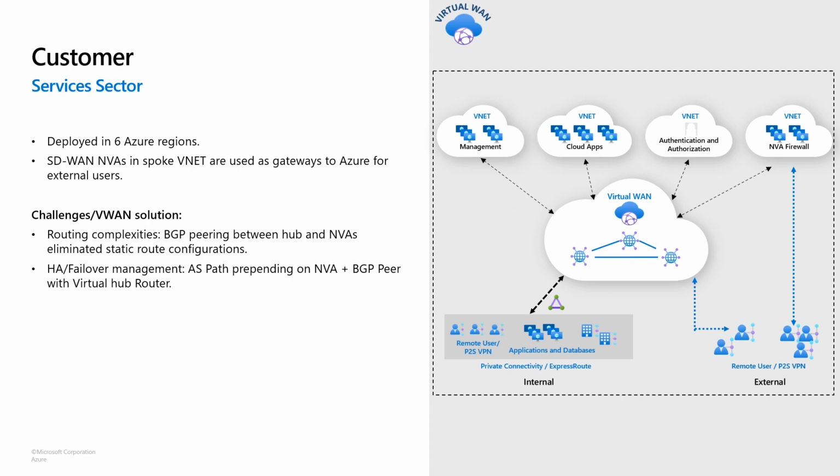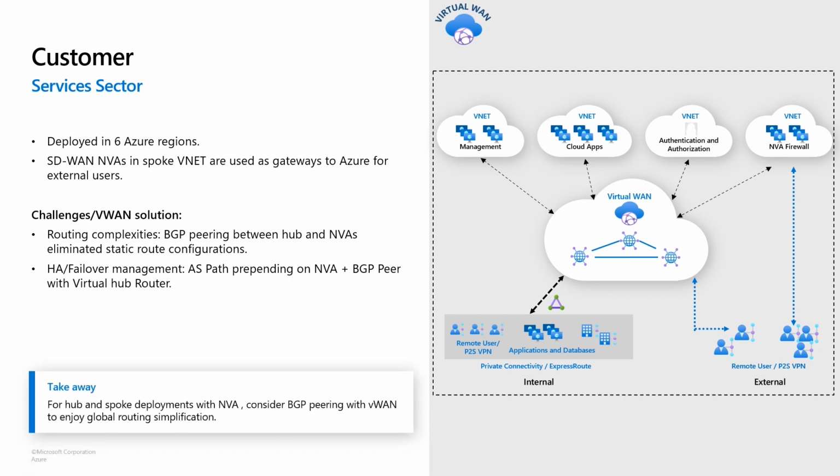All right, the last customer here is from the services sector. This customer basically provides services to their end users or end customers. They were deployed in 6 Azure regions. Now they have expanded to more, but basically they had a bunch of spoke VNets with a lot of virtual appliances, some for SD-WAN, some for firewall, and the users were all coming to those virtual appliances. The problem they had was there was this route limit with routing. And in order to overcome that, we were able to enable the BGP peering capability.